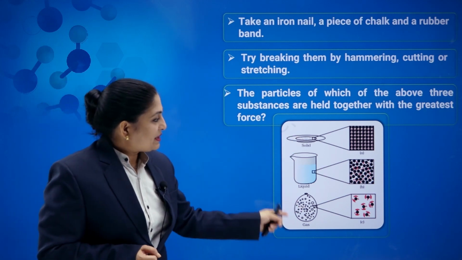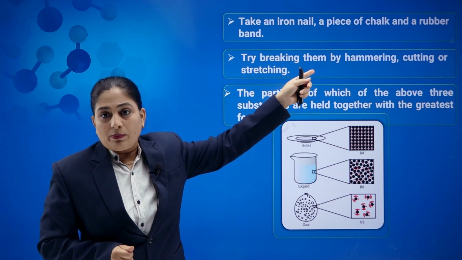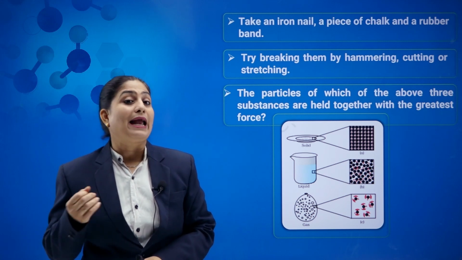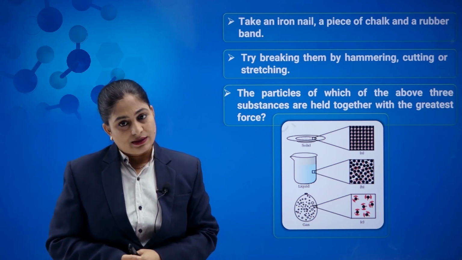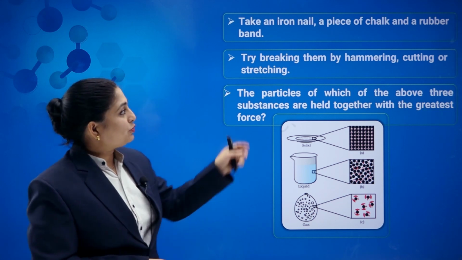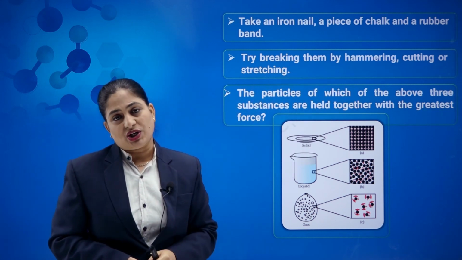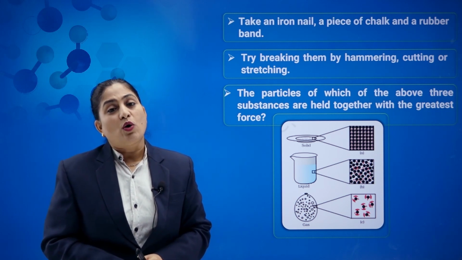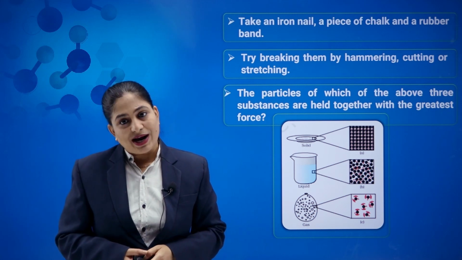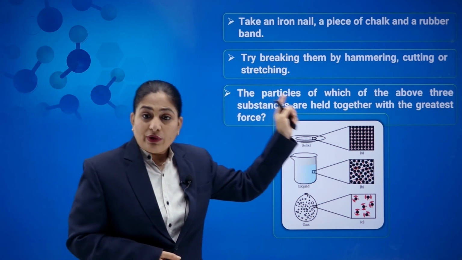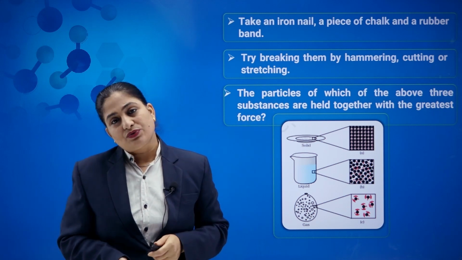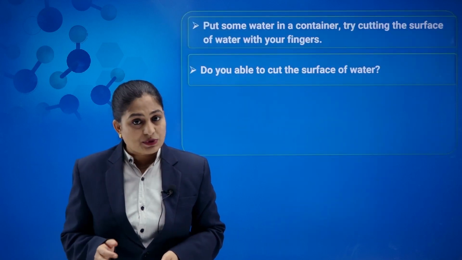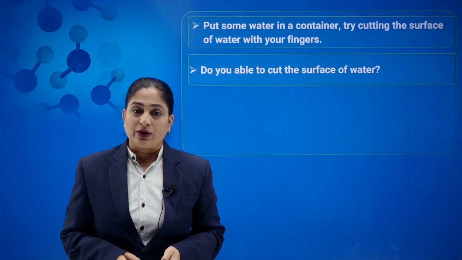So let us observe what will happen in an iron nail, a piece of chalk or a rubber band. We observe that a piece of chalk, an iron nail and a rubber band are all solids, so where is the difference? If we try to break them by hammering, by cutting or by stretching, we observe that it is very hard to break the iron nail because it is bonded with a very strong force of attraction. So particles of which substance are held together by the greatest force? The one which cannot break easily. In the case of the iron nail, we cannot break the substance, and thus it is bonded with a strong force.